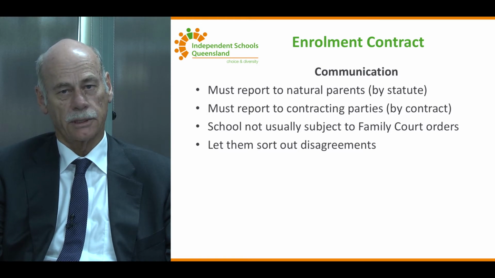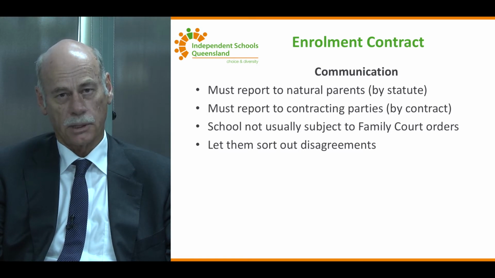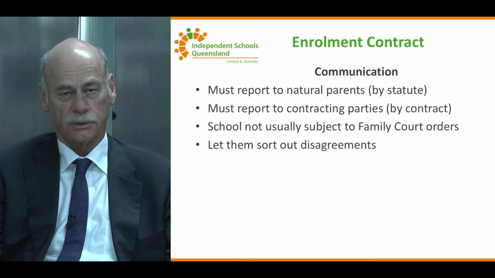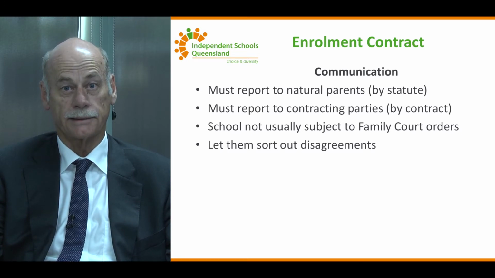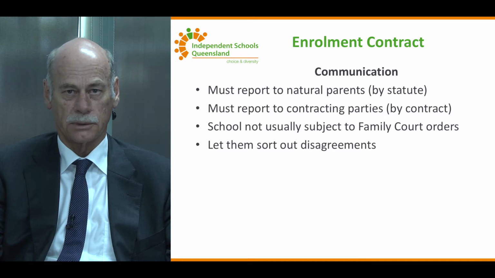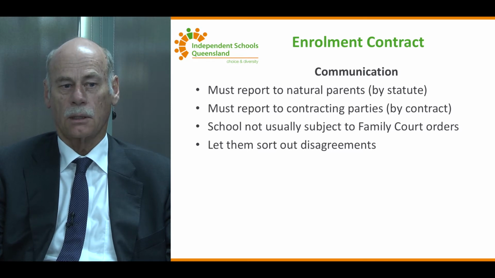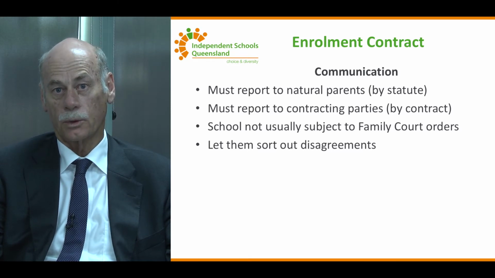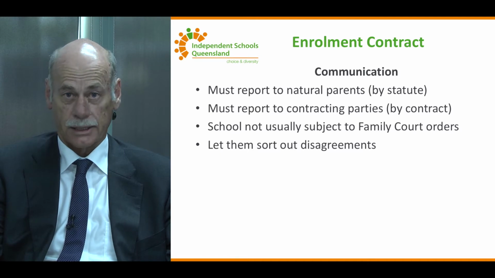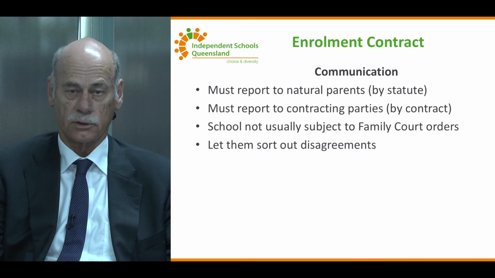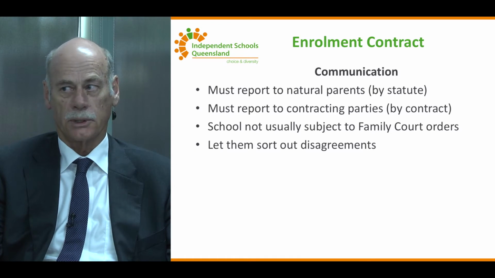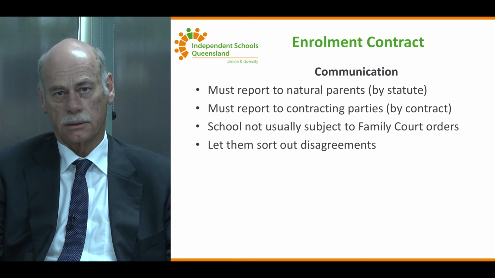The principles under the Family Law Act are that the natural parents of the child have responsibility for the child to the exclusion of all others, and they retain those responsibilities until the child reaches a level of maturity that no longer warrants it, or unless the family court expressly makes an order removing the responsibilities in whole or in part. So it's as simple as that. The natural parents are the ones who have the responsibility for the child, and we have obligations to report to the natural parents on the progress of the child.